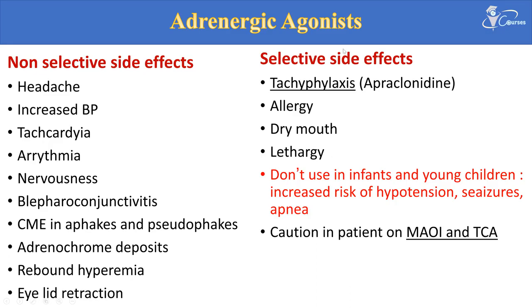Back again to the selective side effects. Dry mouth, as with any alpha agonist, and lethargy. This sentence is very, very important, so I'm highlighting it in red: don't use in infants and young children. Why? Because it will increase the risk of hypotension, seizures, and apnea, because it will cross the blood-brain barrier. It should also be used with caution in patients on monoamine oxidase inhibitors and tricyclic antidepressants due to possible drug interaction.